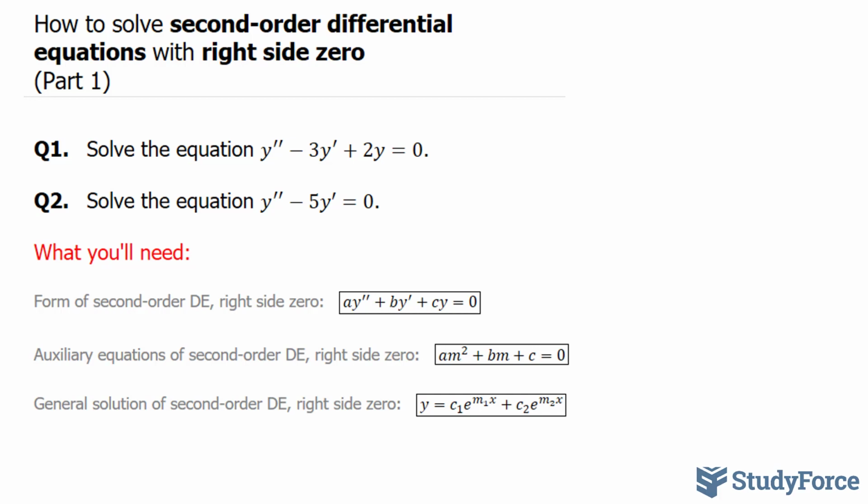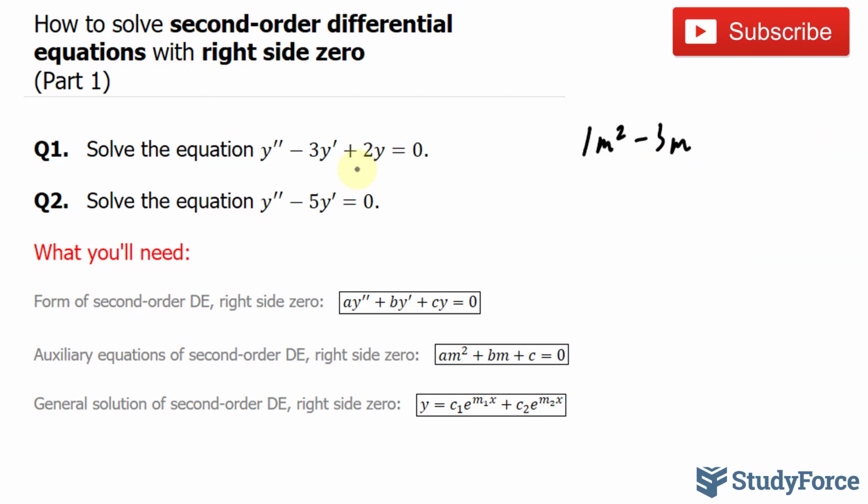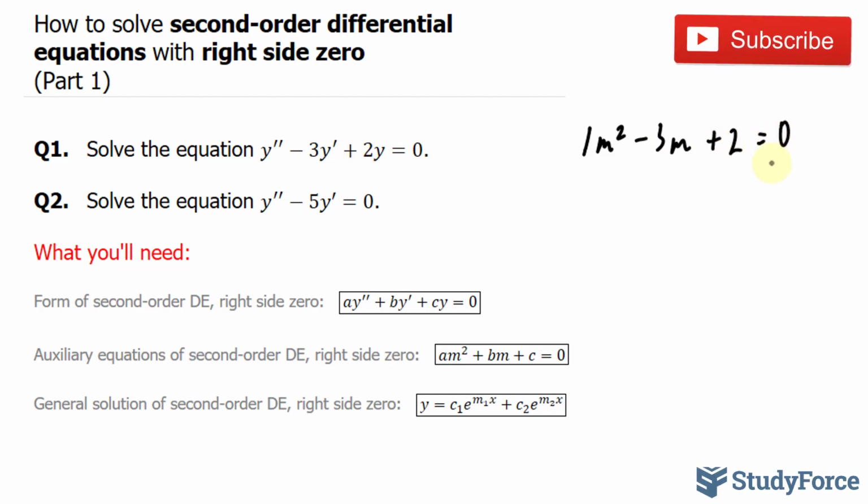The first thing that you'll notice is that each term on the left contains y, or its first or second derivative. Therefore, a possible solution is a function such that it and its derivatives are alike. With that being said, if you visually inspect this, you'll notice that it looks like the auxiliary equation of a second-order differential equation, am squared plus bm plus c, and this happens to be a quadratic. Therefore, what I'll do is replace this y double prime with 1m squared, replace minus 3y prime with minus 3m, and replace 2y with simply 2. And this is equal to 0.